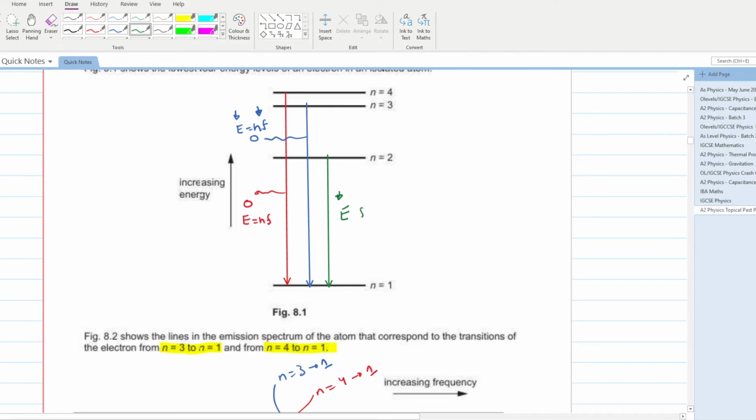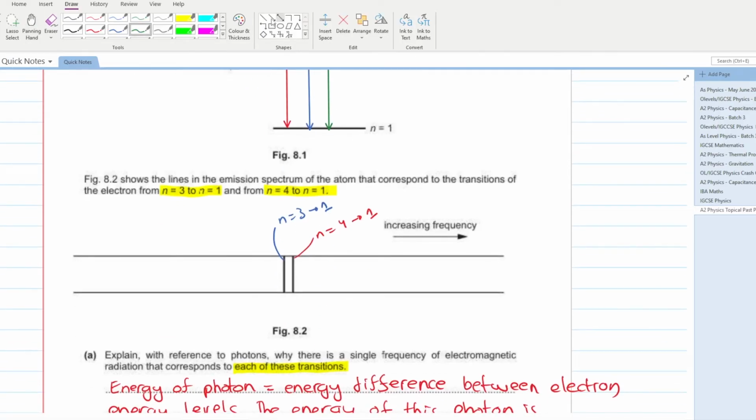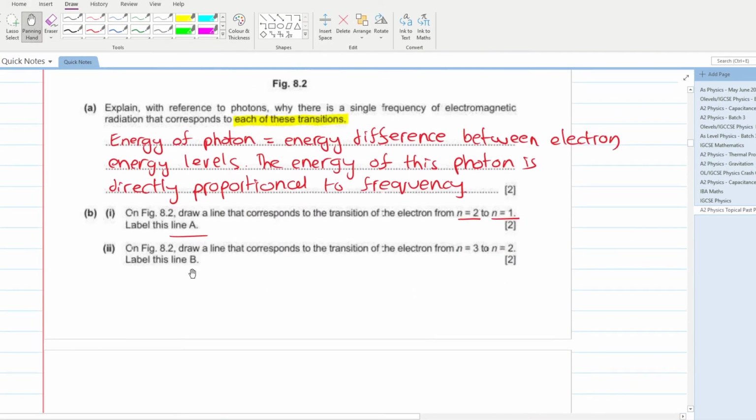Hence the frequency here will also be less. You will draw a line that is of a lesser frequency here, and let's label this as line A. Okay, let's move on to part I2. On figure 8.2, draw the line that corresponds to the transition from n equals 3 to n equals 2. Label this line as B.